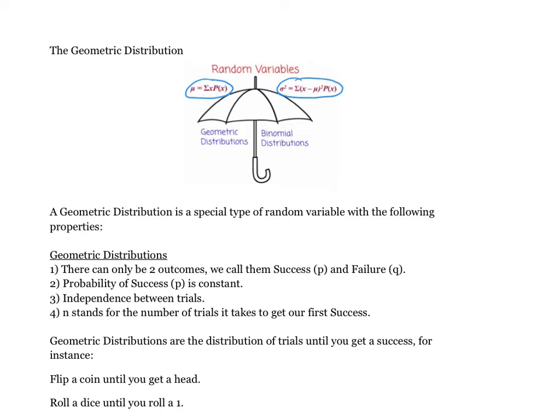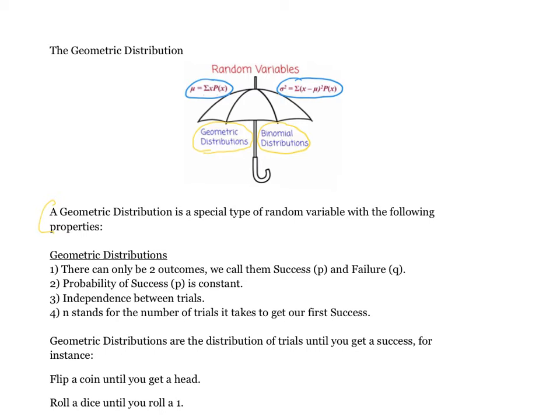Okay. So under the umbrella of random variables, there are two very specific special ones called geometric distributions and binomial distributions. But they are still considered random variables. So everything we've learned up to this point still holds true for them. Okay? But these are just two very specific cases of random variables.